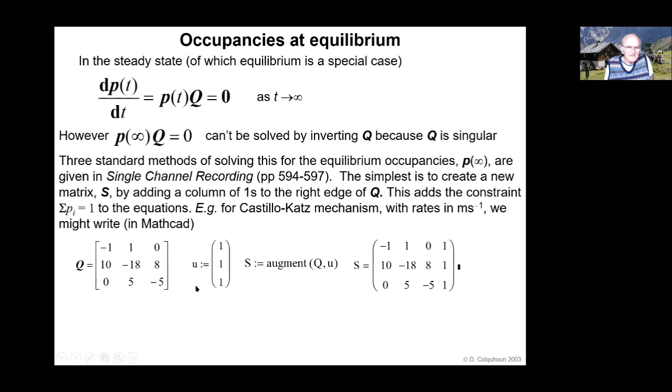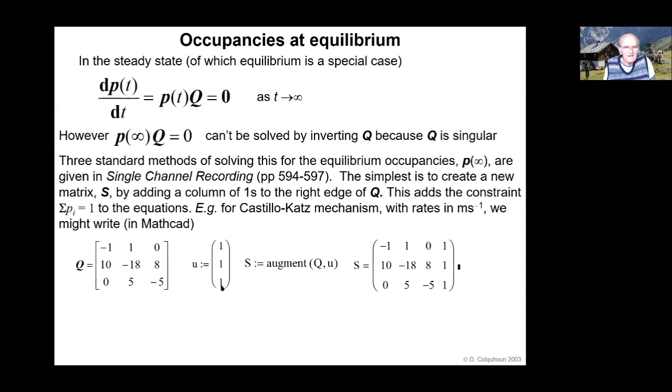The Q matrix might, for example, equal this, if this is a Castillo-Katz mechanism. And what we have to do is add a column of ones to the right-hand side of Q. So rather than K by K, it's K rows and K plus one columns now. If we do this in MathCAD, which is what we used for the practical course, you can do it in this way.